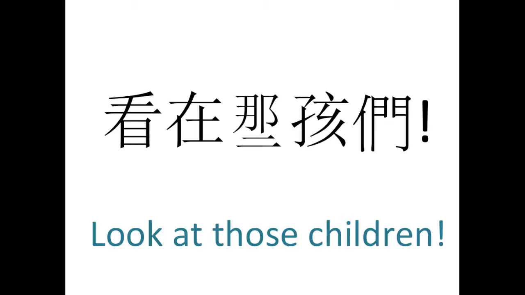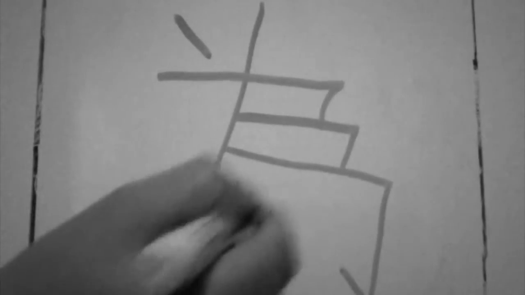Here's our next sentence. Can you read it? Look at those children. The next character we're learning is the character for Y. And this is how you draw it. So that's Y.